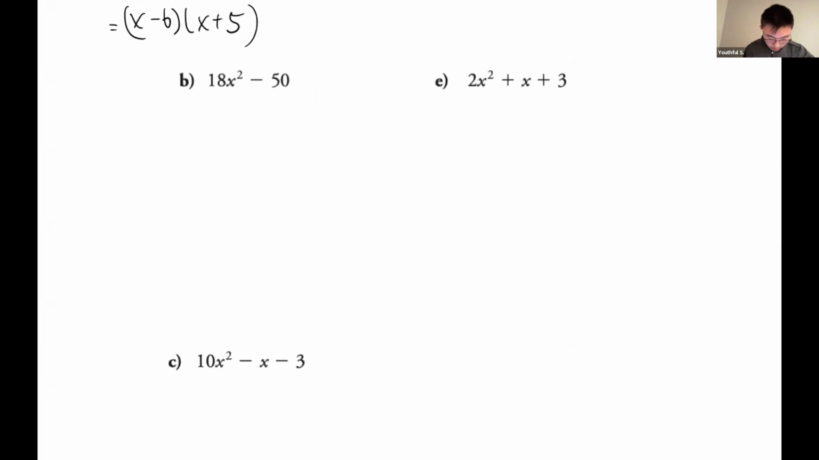Okay, then we have over here B. This one's pretty simple. You can factor out, I guess you could just factor out a 2.